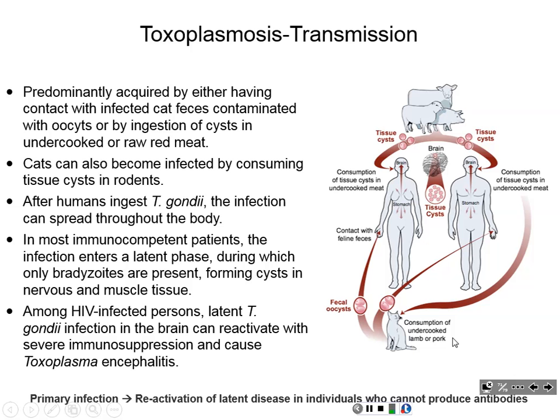Toxo spreads through the body, but usually our immune response keeps it in check. So it stays in a latent form. In patients with HIV, it is an AIDS-defining illness, and reactivation pretty much only happens if T cells drop below 100. So your pathology here, you have a primary infection. Usually causes no problems, but reactivation with low T cells.